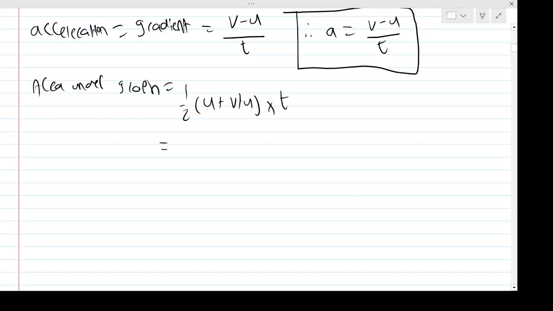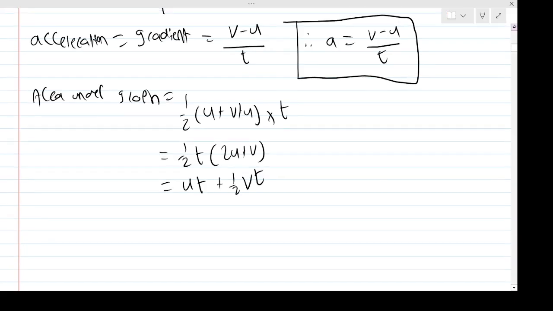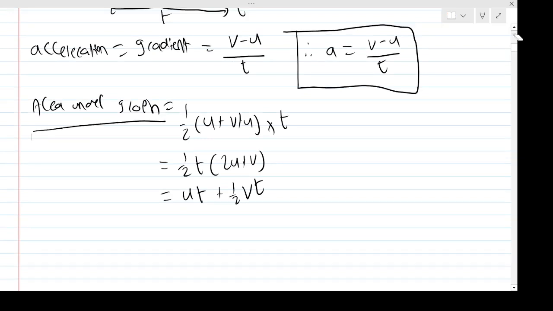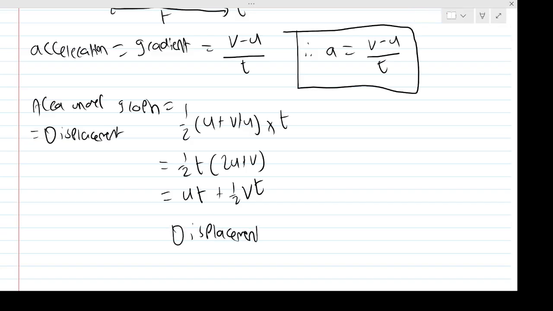So if we work with this, then we have a half t, right? A half times t, lots of u plus v plus u, which is 2u plus v. If we expand this out, a half times 2 is 1, so it's just ut. Then I have a half t times v, that's going to be a half vt. And there we are. We can't do anything more with that. But we know the area under the graph is equal to the displacement. So that means the displacement is equal to this expression here.